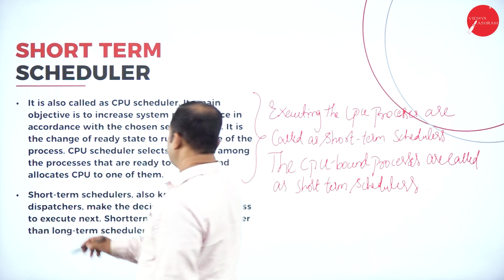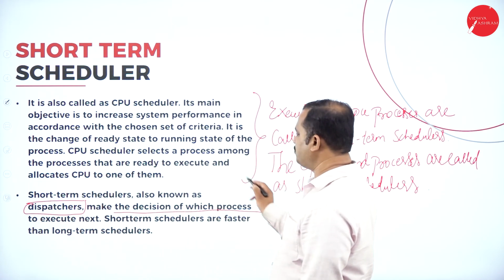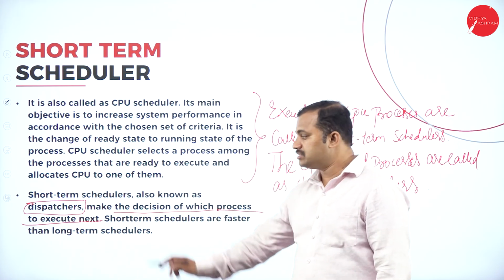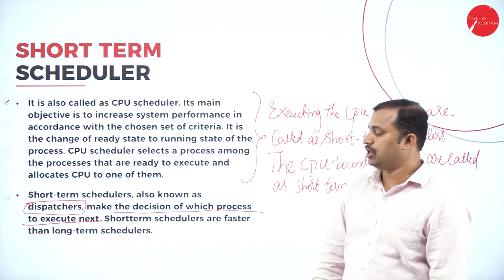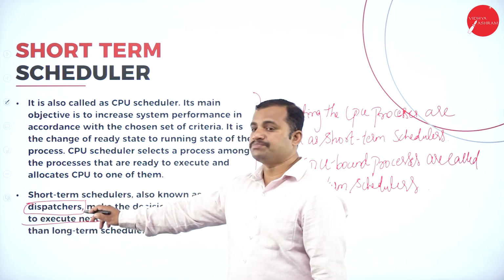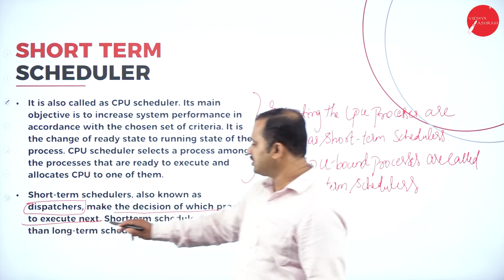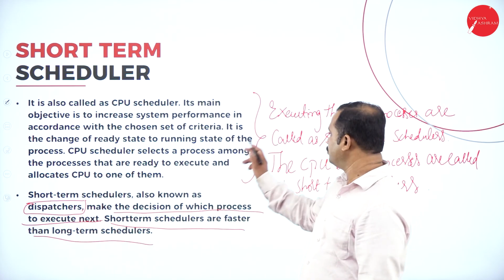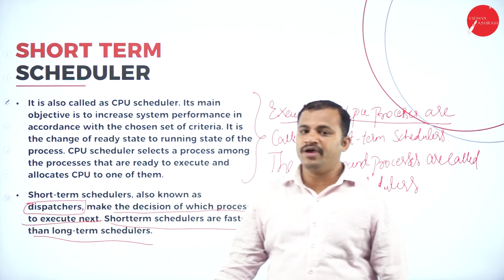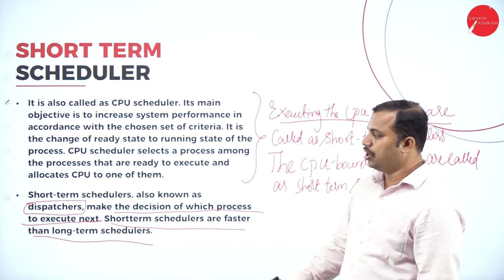These short-term schedulers are also known as dispatchers, which make the decision of which process to execute next. That means the next process to be executed is decided by the dispatchers, also called short-term schedulers. Short-term schedulers are faster than the long-term scheduler. As I told you, it requires executing the process. Execution of a process is done by the dispatcher, so it takes less time in comparison with long-term schedulers.